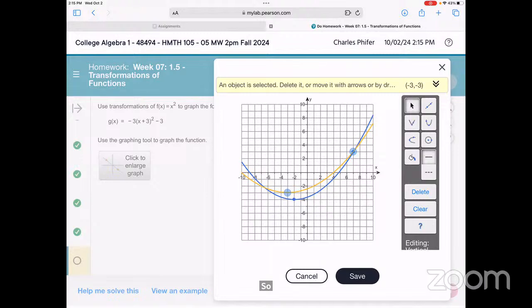And then for something like this, honestly, just a second point is all you really need. If the vertex occurs when x is -3, I'm just going to find when x is -2 and find the corresponding y. I just went to either side by 1, right? So if x is -2, plus 3 gives us 1, squared is 1, times -3 is -3, and then -3 is going to be -6. So we should be at -2, -6 for that second point.